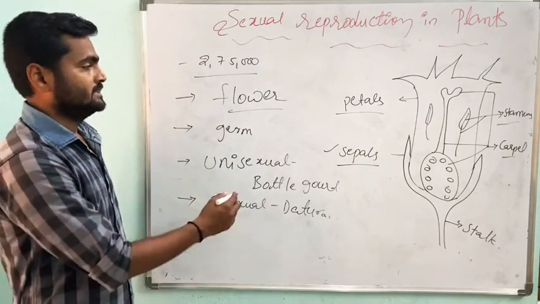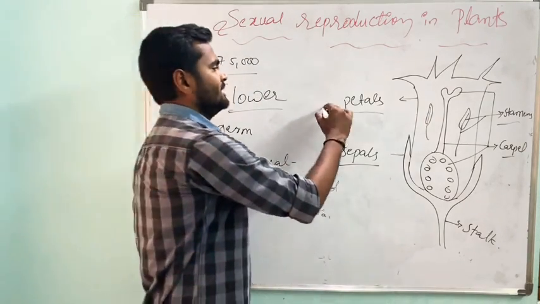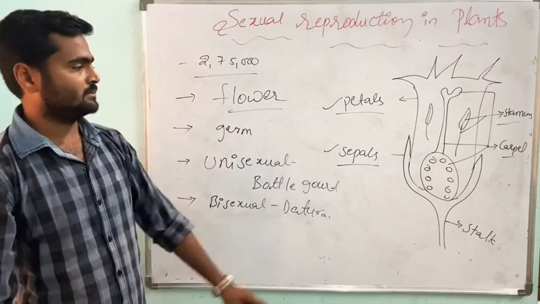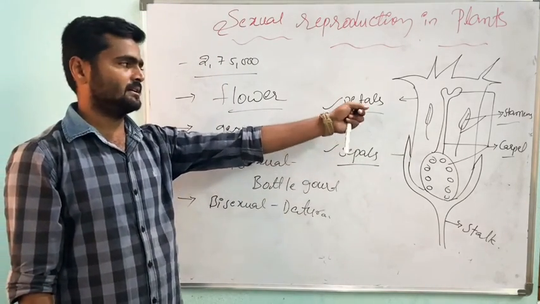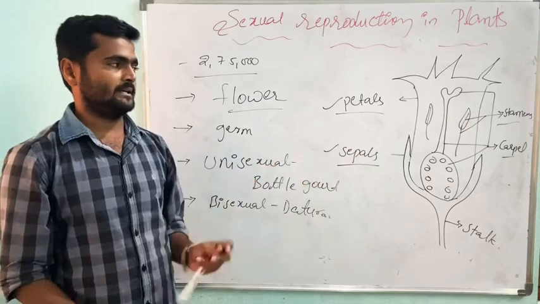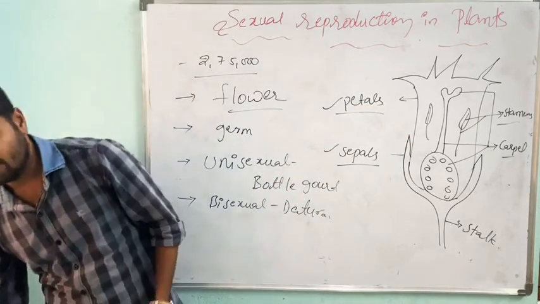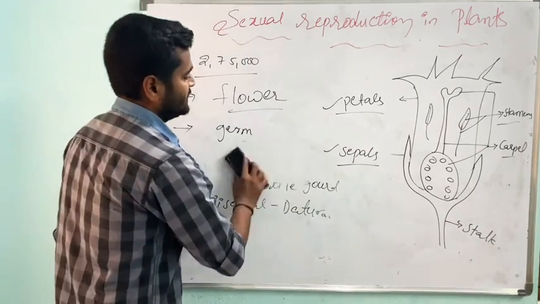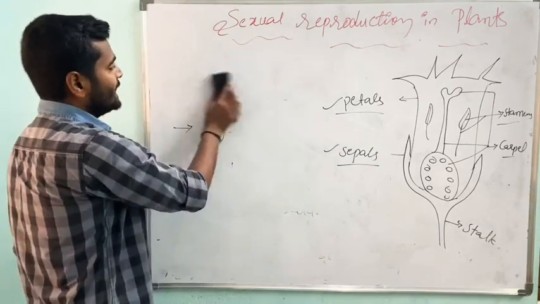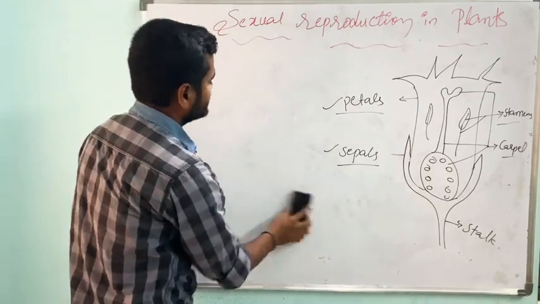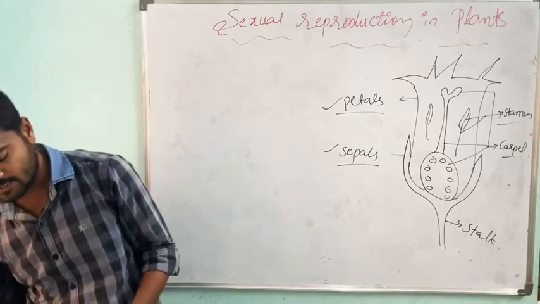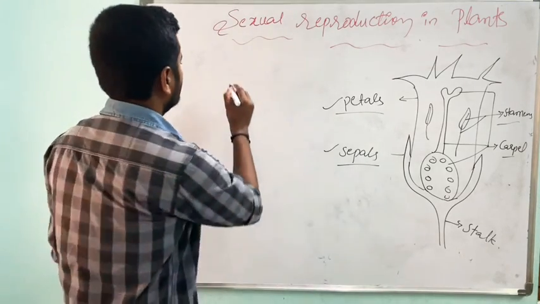So these are non-essential parts. We need not discuss them, because they help just in attracting and protecting. Now what about the stamens and carpels? Each and every one we need to study clearly. The carpel contains three parts.